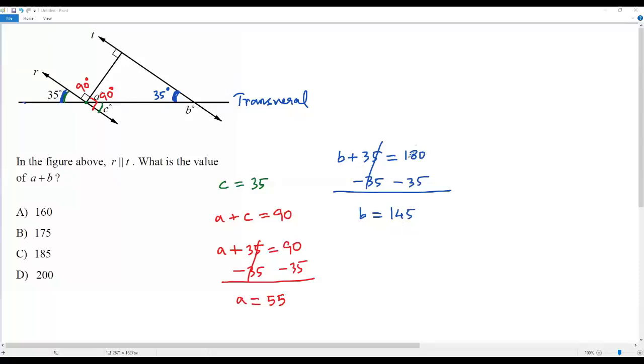Already I got the value of A, that is 55. Now I got the value of B, that is 145. Now we can find the value of A + B. A + B is equal to 55 + 145. 55 + 145 will result in 200. So the value of A + B is 200. The correct answer choice for this question is option D.